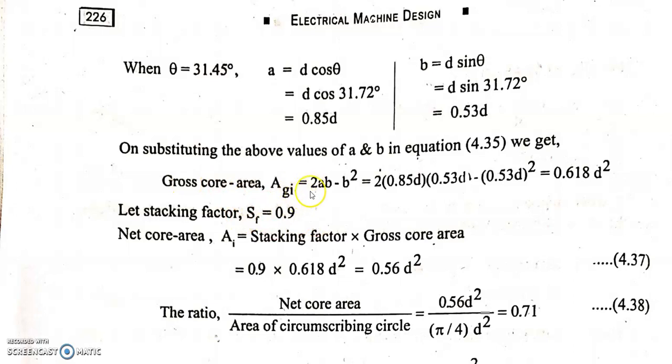So now gross core section, gross core area, the equation is 2ab minus b square. Wherein we are substituting ab in terms of d here, and we are getting the value as 0.618 d square. And then we have to calculate the net core area. For net core area, we have to consider the stacking factor. So 0.9 times of this value is the net core area. So it is 0.56 d square.